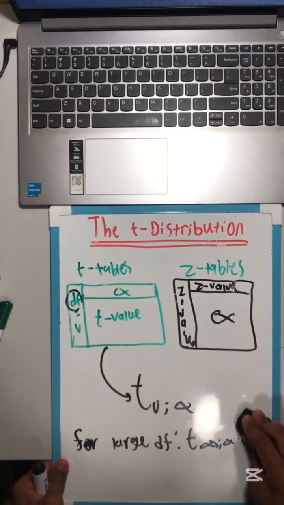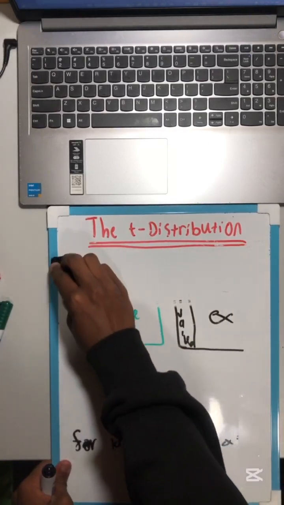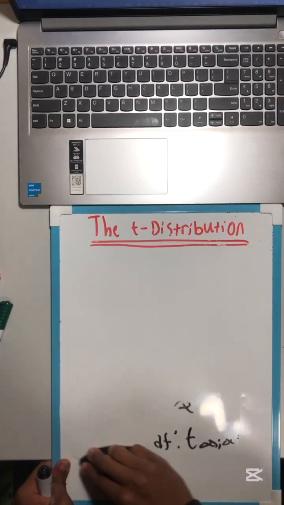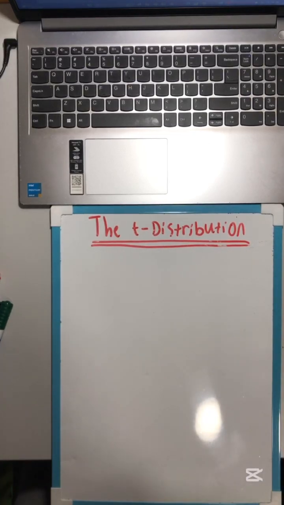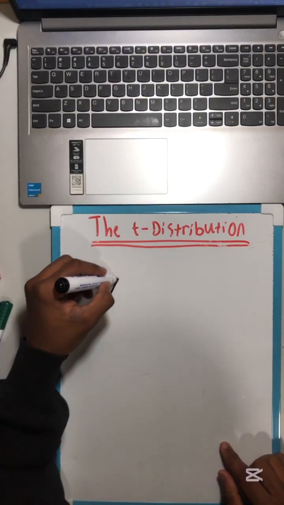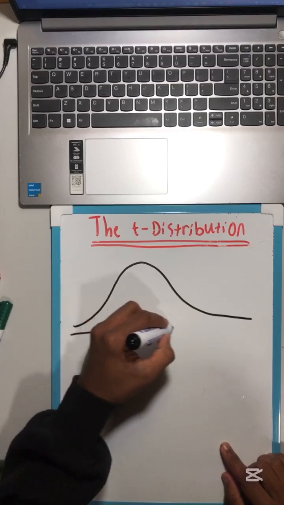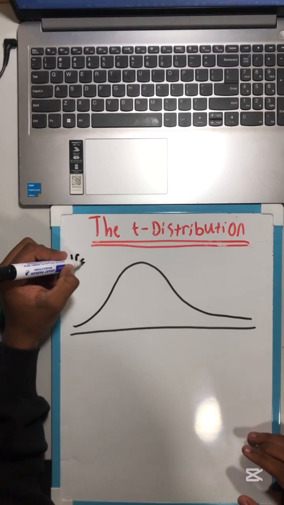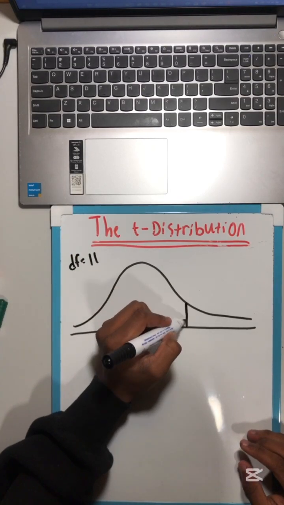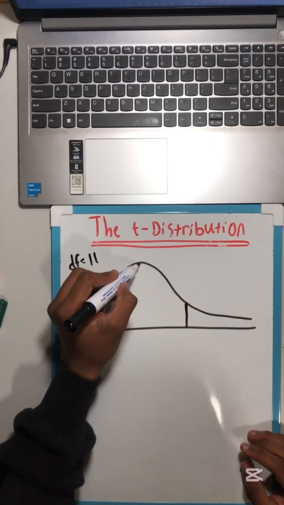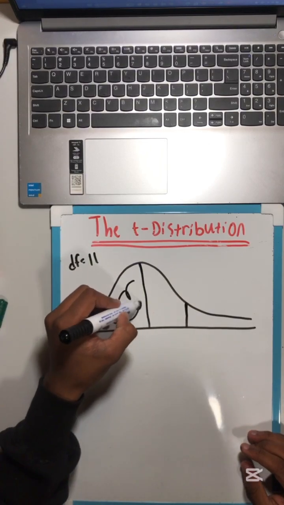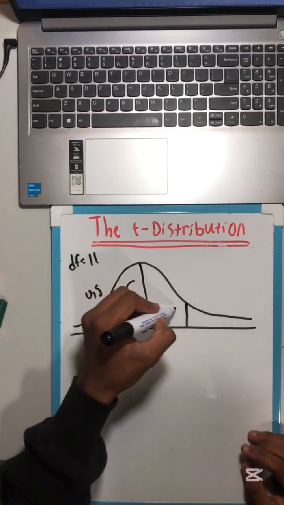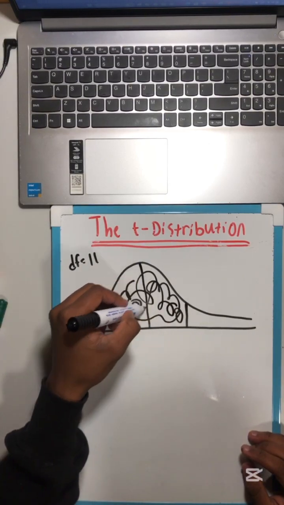For example, let's try and use the t tables to find probabilities. Let's find the t value which has an area of 0.975 to its left when our degrees of freedom are equal to 11. So we are given that our degrees of freedom are 11 and the area value is 0.975.